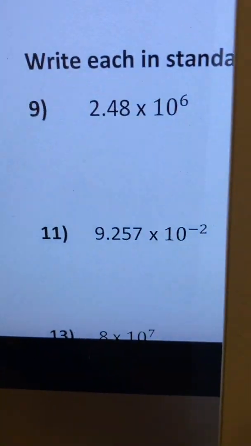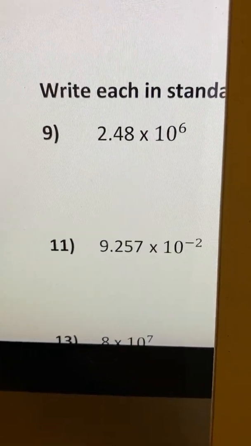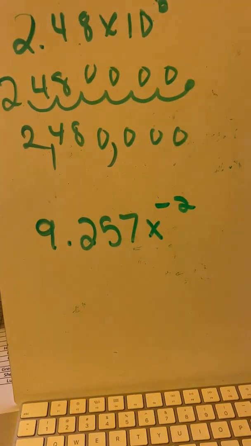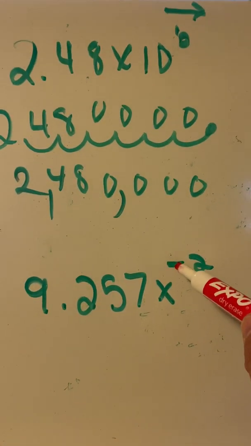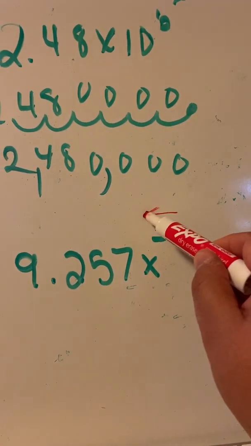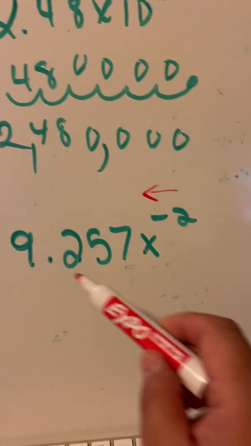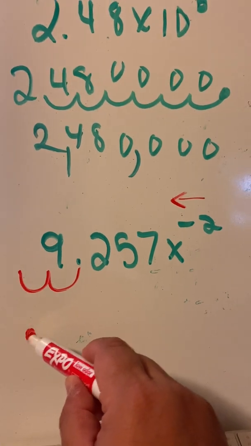Now the next one, 9.257. This one, obviously, they didn't round it. They put all the digits behind. Okay, 9.257 times 10 to the negative 2. It's a negative exponent. That means I move the decimal point to the left. How many times? 2. So I go to my problem. 1, 2. My new decimal point.